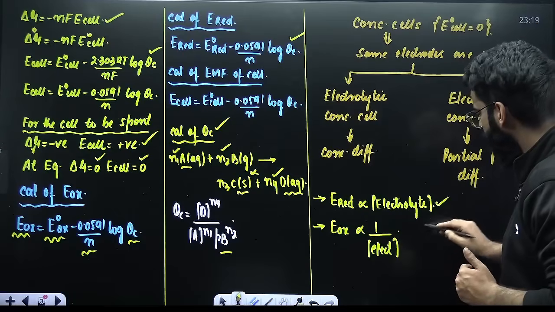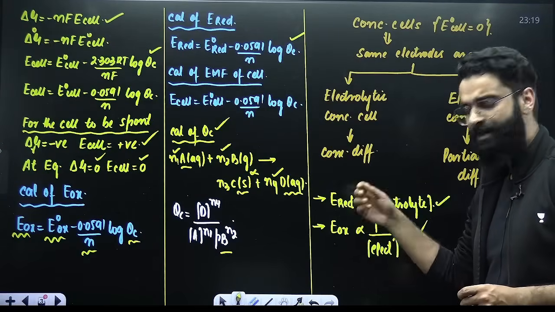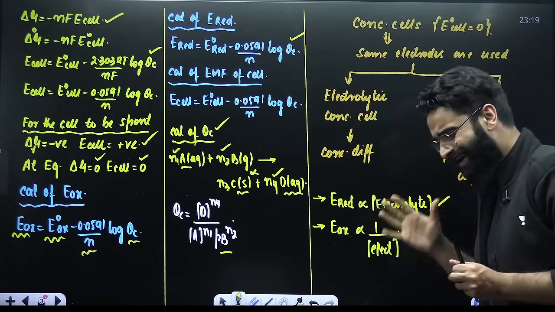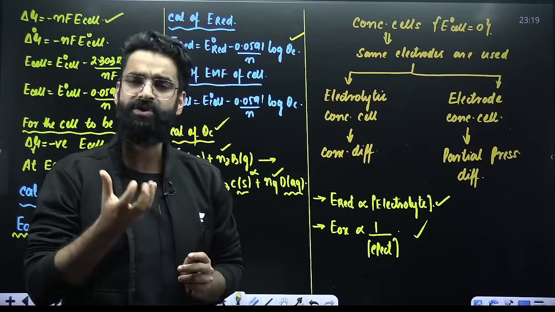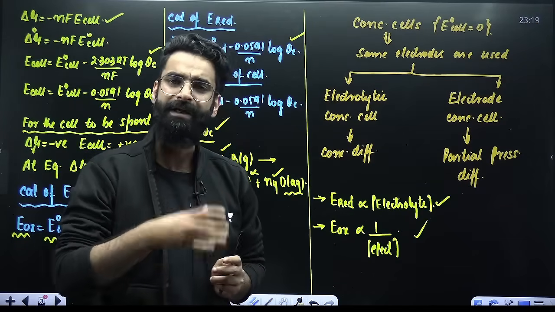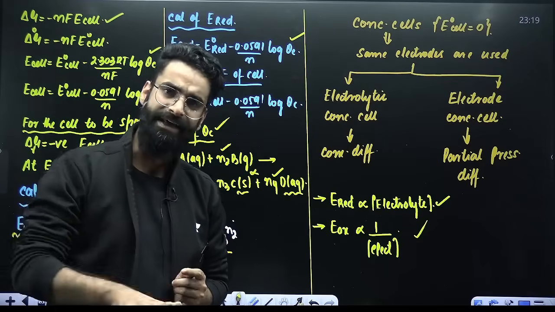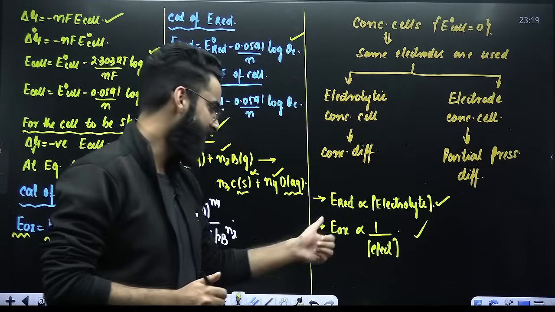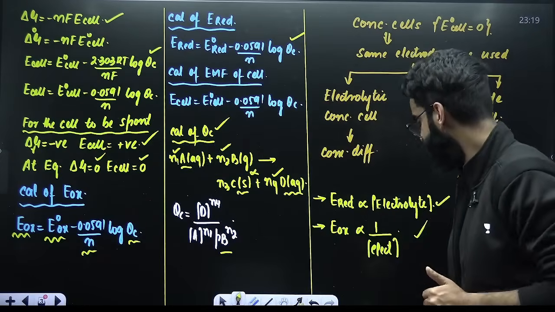Now, these are again two important points which you need to remember. Reduction potential of the half cell, reduction potential of the electrode, is directly proportional to the concentration of electrolyte kept. If you keep the concentration of electrolyte more in the container, the reduction potential of the overall electrode will be more. And if less, then reduction potential will be less. And inverse is the relation with the oxidation potential, right?